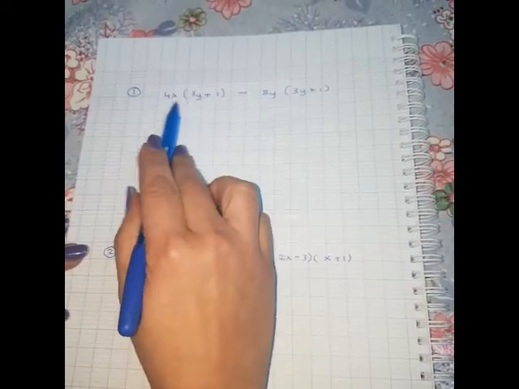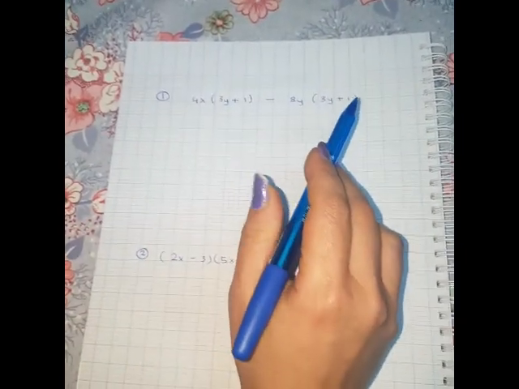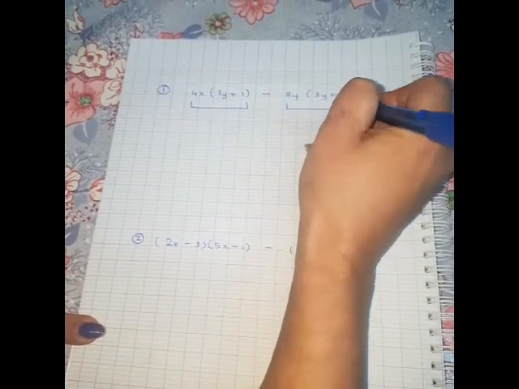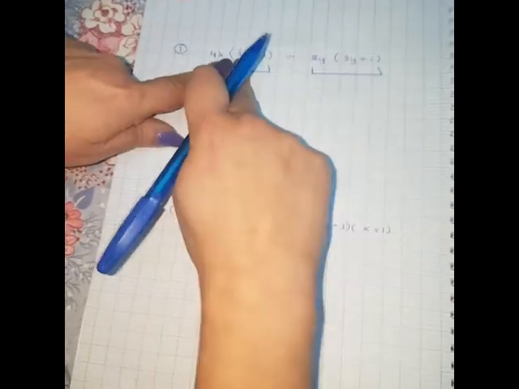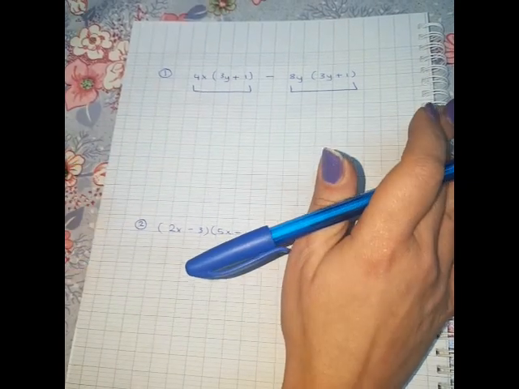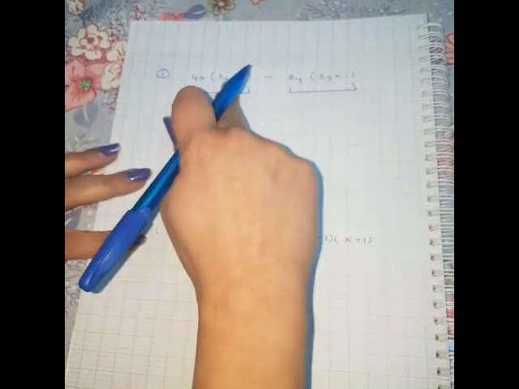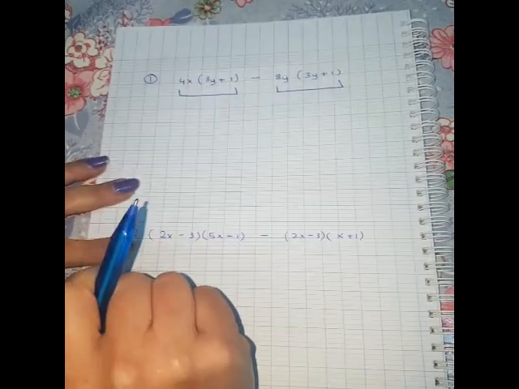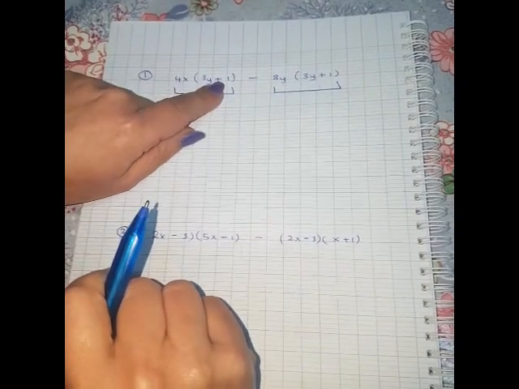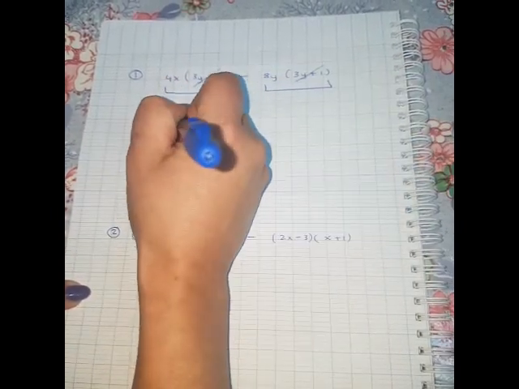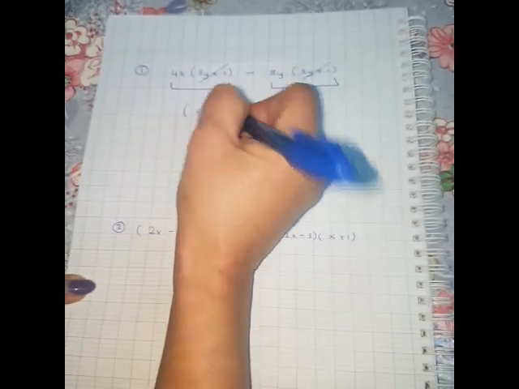The first example is this. First thing I do, step number 1, identify how many parts my expression has. Do I have parentheses there? Yes, I do. I have nothing else to do. I have two parts, so I need to find two parentheses that are alike. I have 3y plus 1 and I have a 3y plus 1. I bring it down as one parenthesis.